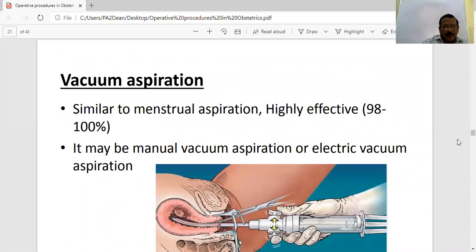This is vacuum aspiration. You put the cannula inside the uterine cavity, connect the cannula to the suction apparatus. This is called vacuum aspiration. Then it may be manual vacuum aspiration or electric vacuum aspiration.